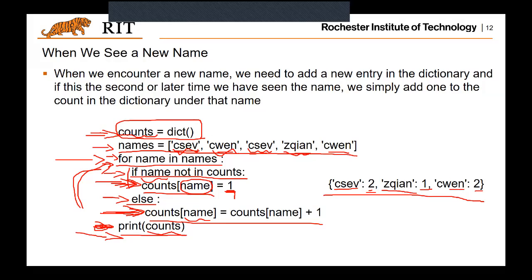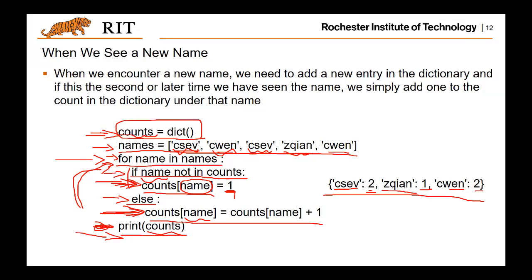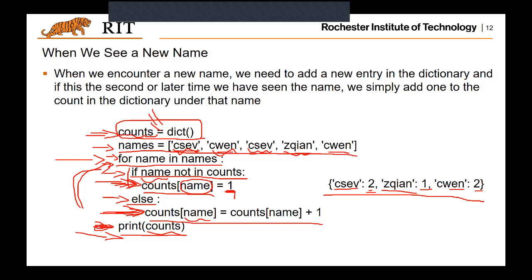Because this dictionary contains both the key and the value, that makes this statistic of counting names, how many times names appear, a much easier task. So that's why you want to start a new dictionary without anything inside.